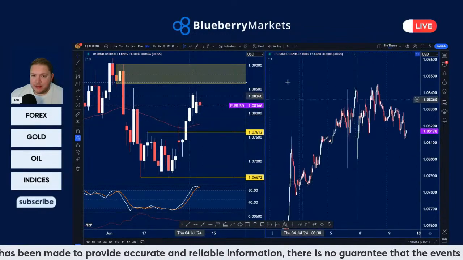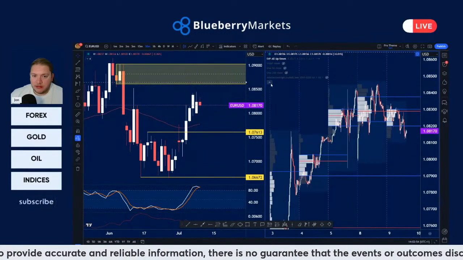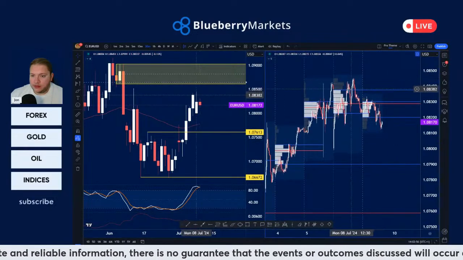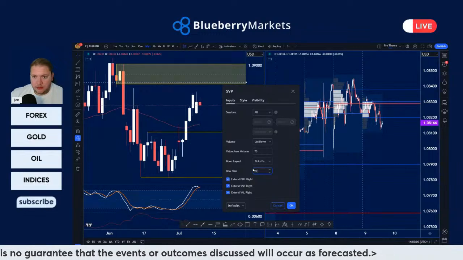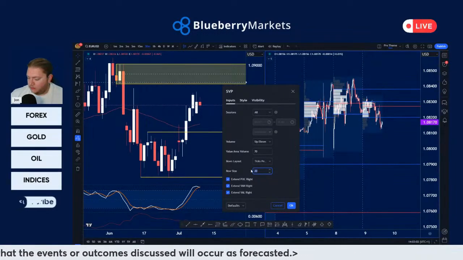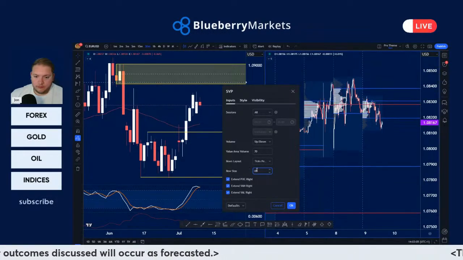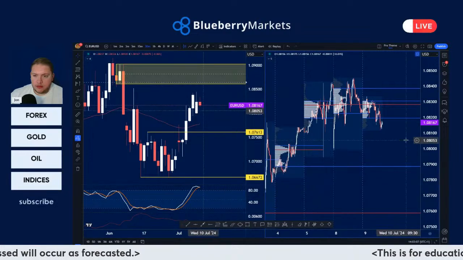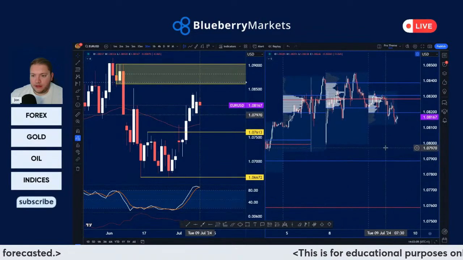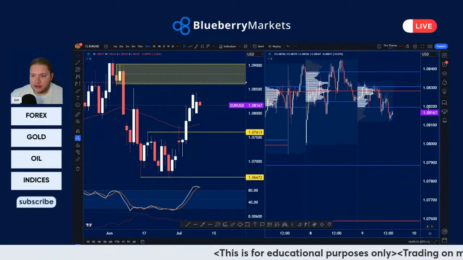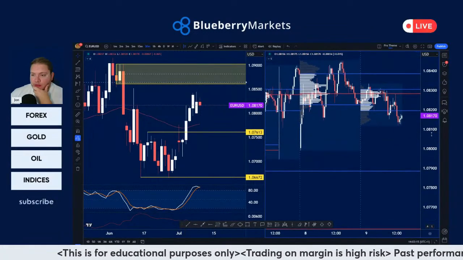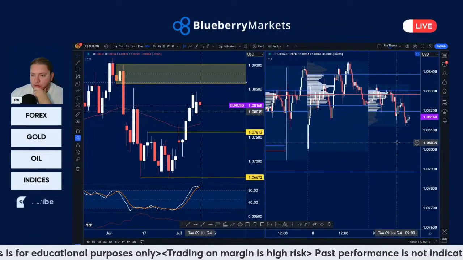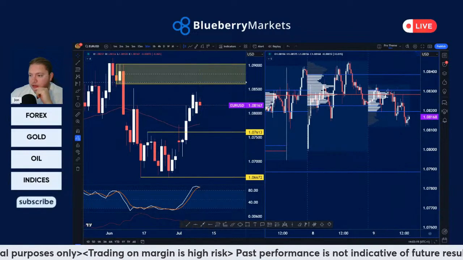And what I typically like to look at, obviously, is the volume profile. So we can have a little look there. Let's just drop that down. There we go. I can have a little look at how today's trading session has gone so far. What can we potentially expect from the New York session or the America session?